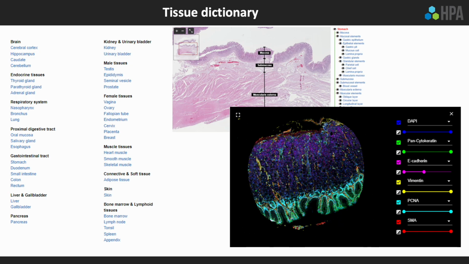As Cecilia was saying also, we're quite proud to now have a fantastic tissue dictionary. It should be used by all of you that are teaching students. It has some stunning images and it's really quite fantastic for education.